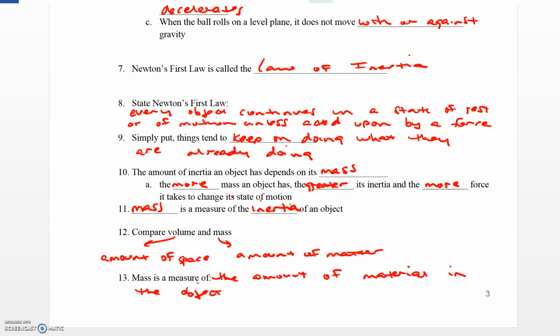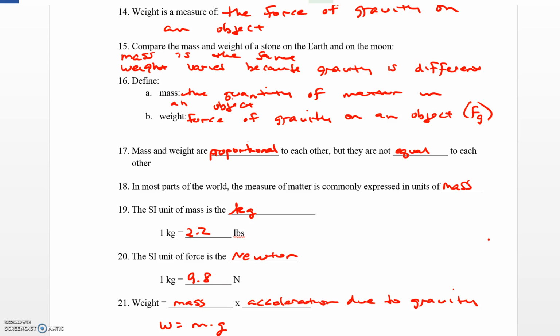13 says mass is a measure of, and when we fill that in, mass is a measure of the amount of material in an object. We measure it in kilograms. 14 says weight is a measure of. Weight is a measure of the force of gravity on an object. So weight depends on where the object is because it's dependent on the gravity acting on the object.